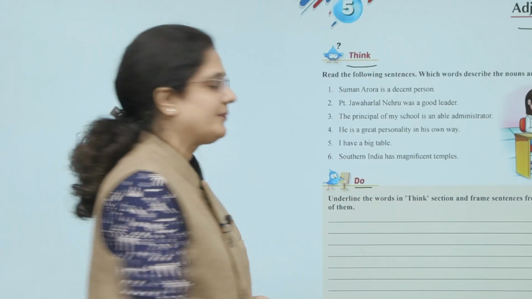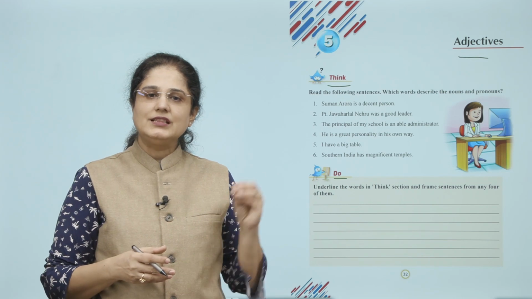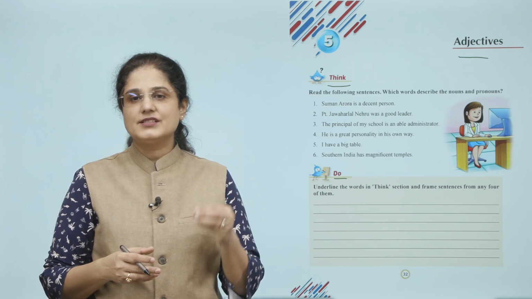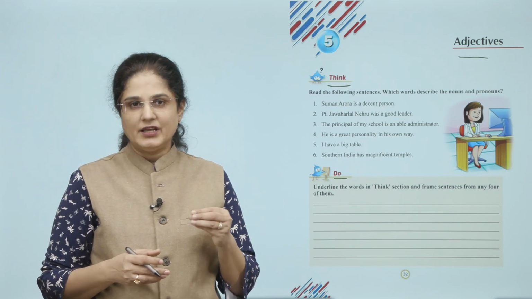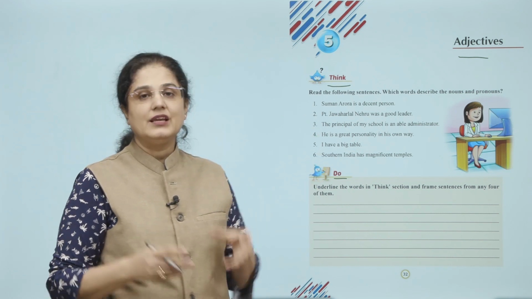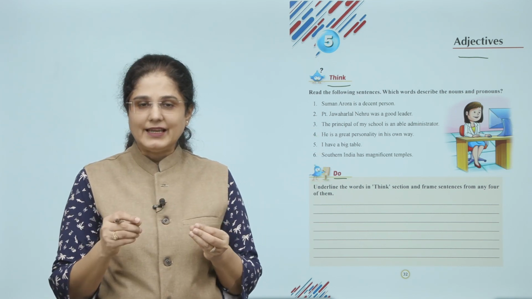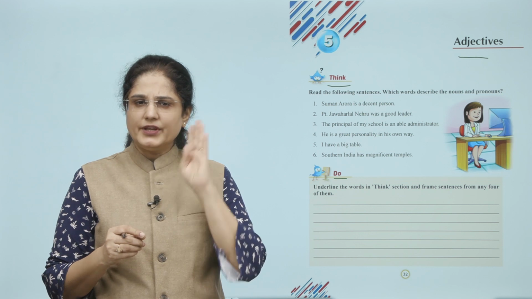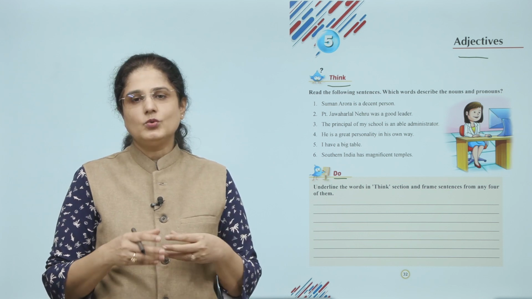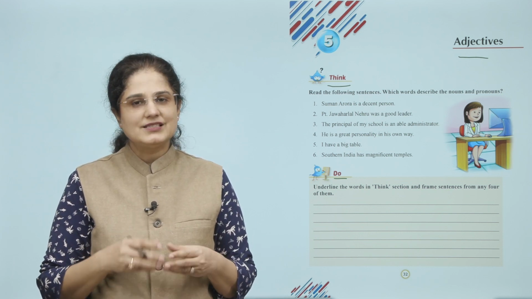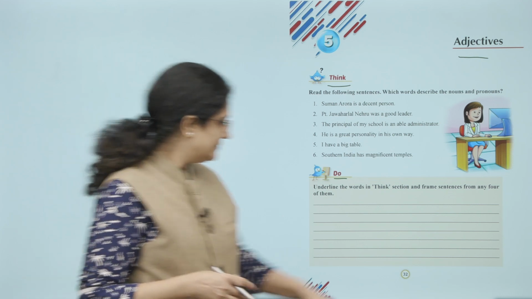Let's do this. Underline the words in think section and frame sentences from any four of them. तो यहाँ पे जो आपने डिस्क्राइबिंग वर्ड्स को अंडरलाइन किया था, उनमें से कोई आप 4 वर्ड्स लें और उनको यूज करके अपने सेंटेंसेस बनाएं.